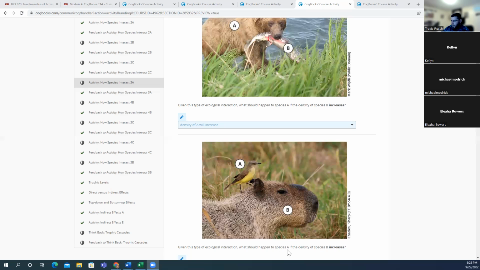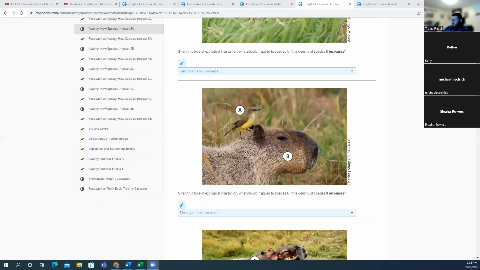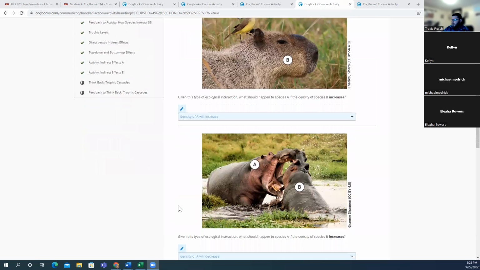So what happens to the bird if the density of species B increases? Yeah, right. From the chat, it increases because basically for the bird, there's more food sources. There's more capybaras with more bugs on them, so more food for them to get. All right, let's try another one.